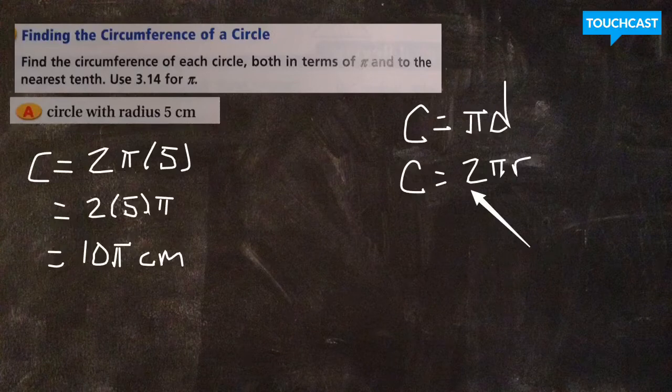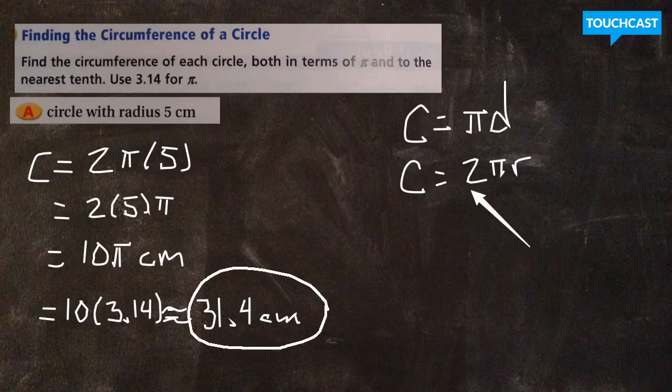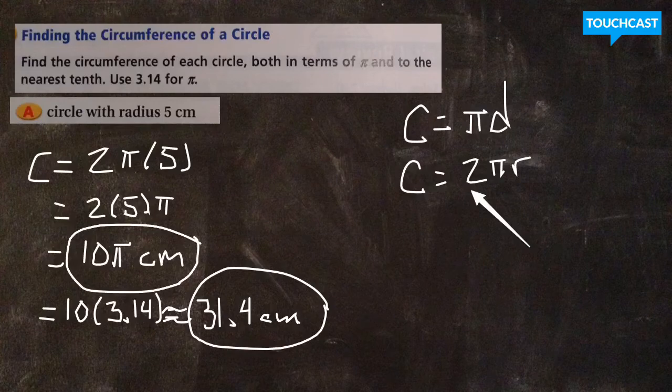Now we're going to approximate this by going 10 times 3.14 for pi, which is going to give us 31, or about 31.4 centimeters. So we have 2 answers, 31.4 centimeters and 10 pi centimeters. Let's try that one more time.